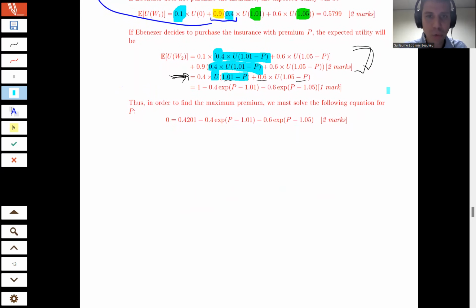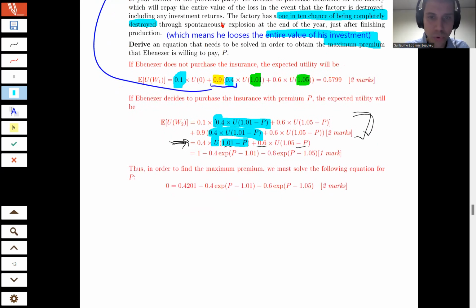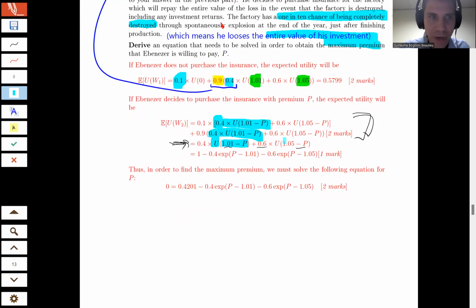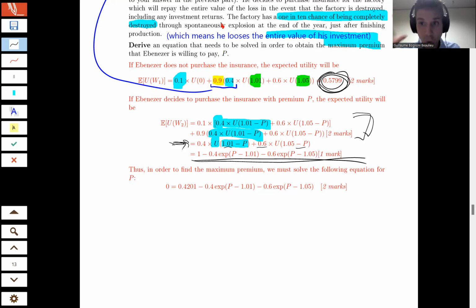Okay, so said otherwise, this is just equating. You equate the expected utility without insurance to the expected utility with insurance, and you solve for P, and this means that in both cases he has the exact same utility. Okay? So any premium bigger than that, he's not going to be happy with insurance, and any premium smaller than that, he's going to be happy with insurance.